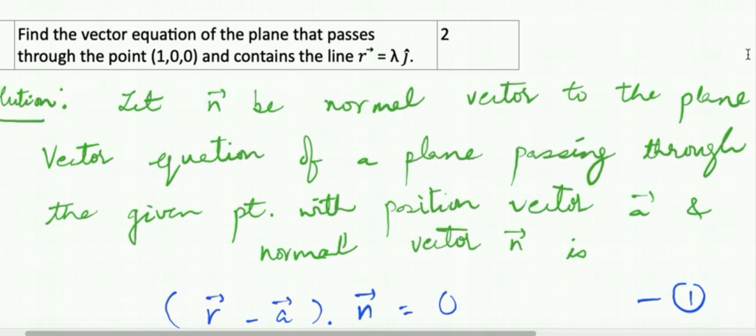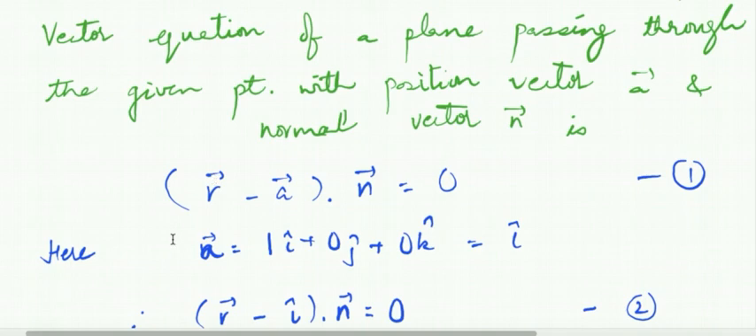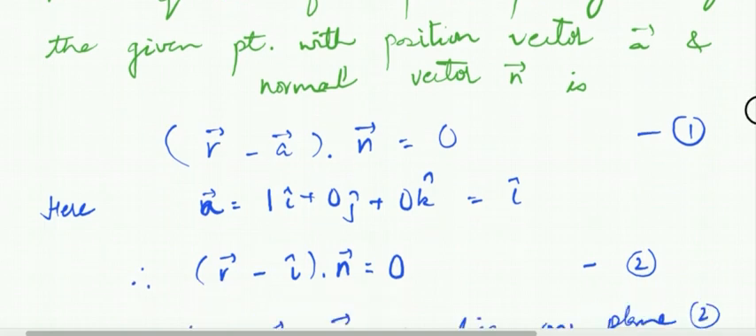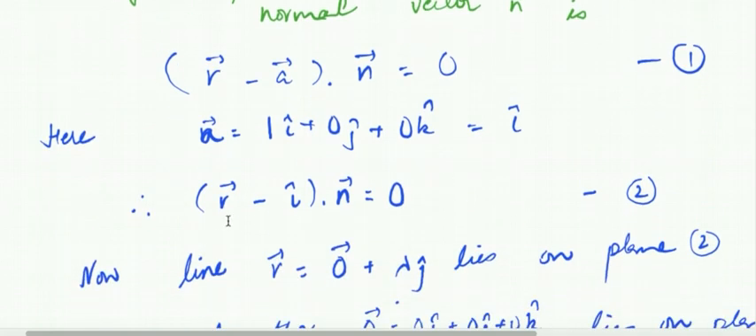Now we have the passing point, so we can write vector a as 1 i cap plus 0 j cap plus 0 k cap, which is the same as i cap. Now the vector equation of the plane becomes r minus i cap dot n vector equal to 0. Now the line given to us in the question is r vector is equal to 0 vector plus lambda j cap. This lies on the plane.